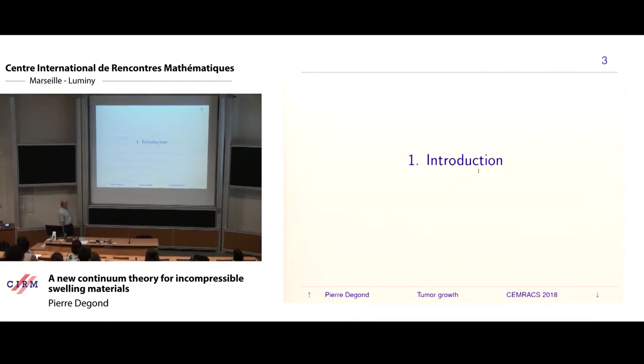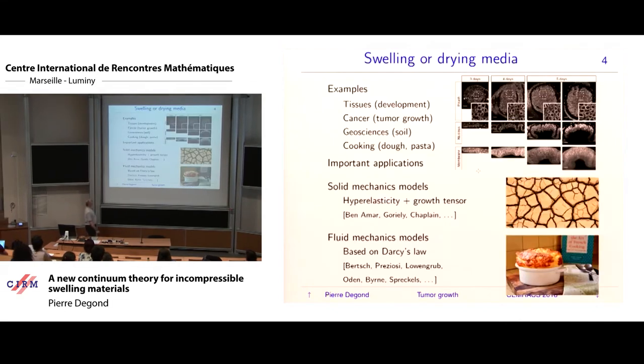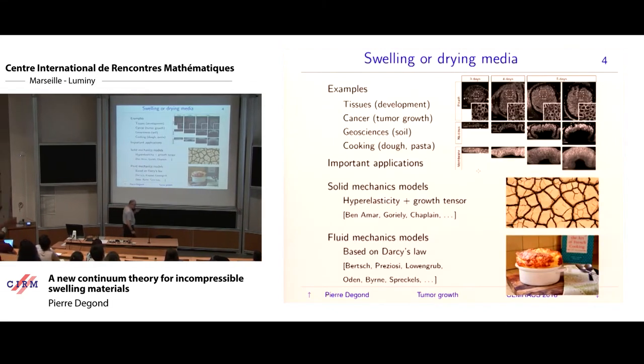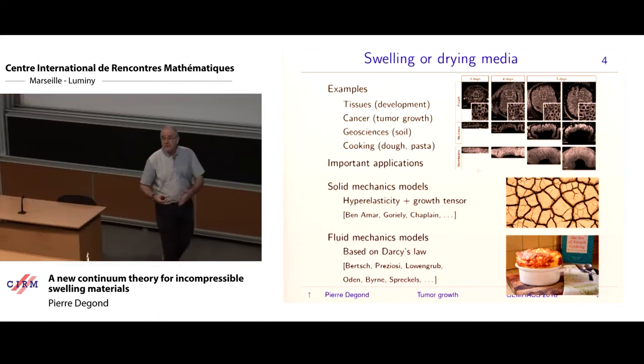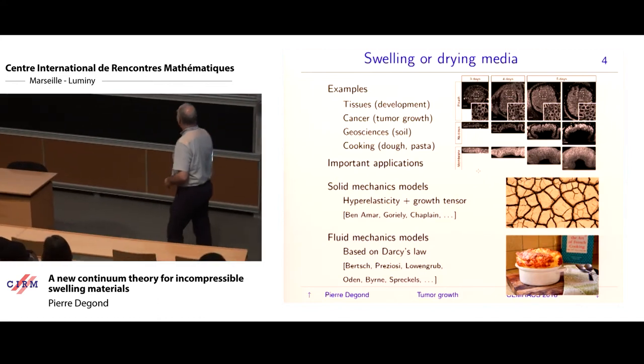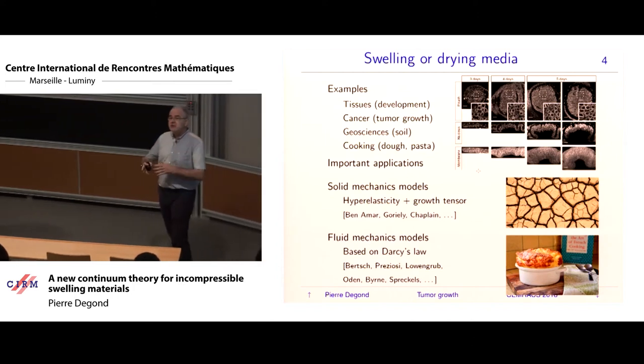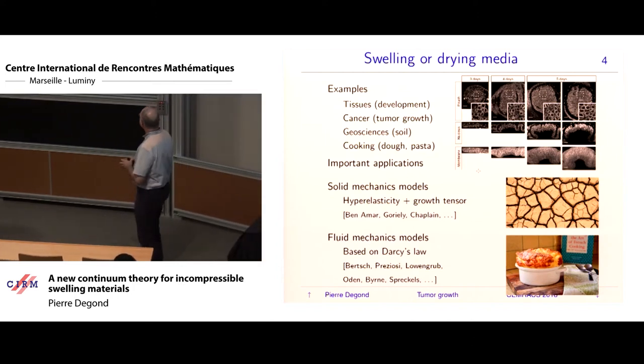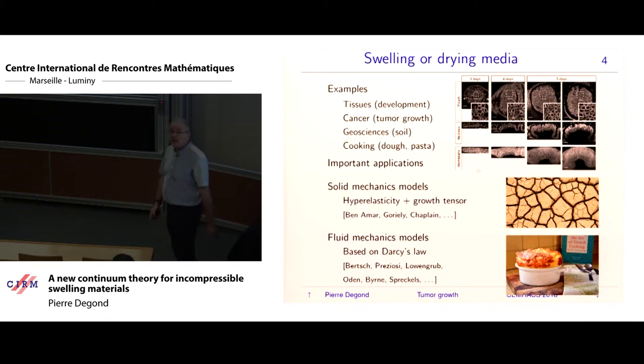So I'm going to speak about swelling materials. In fact, my motivation was tumors or developing tissues. However, as a continuum, this growing tissue is a swelling material, a material that grows. And in fact, there are other occurrences of swelling material in other areas.